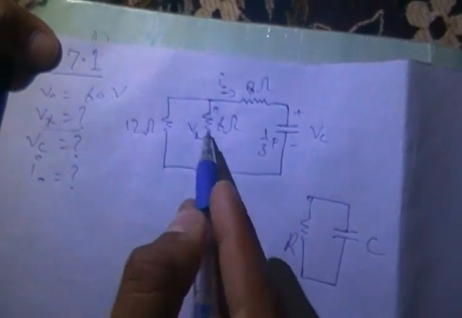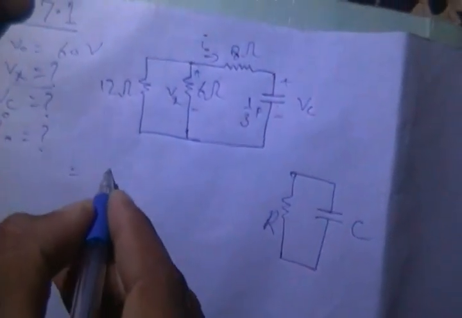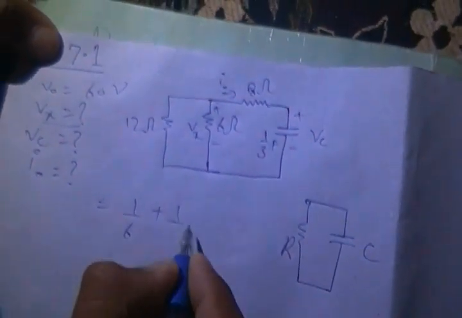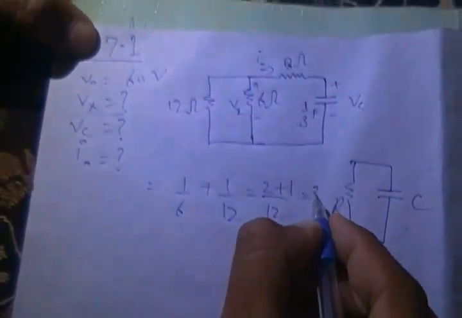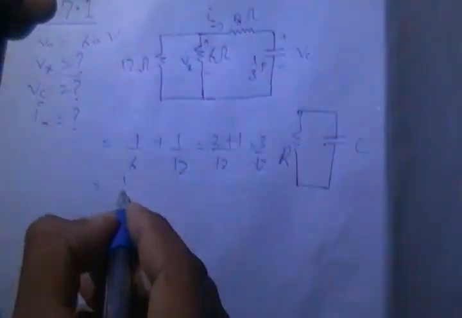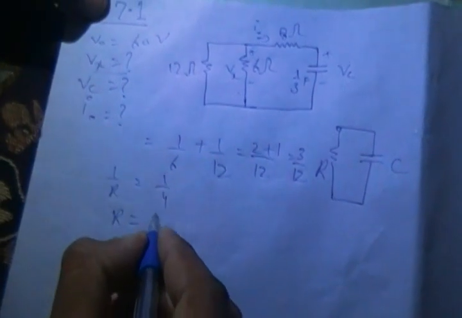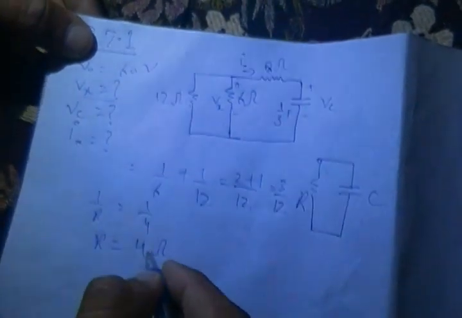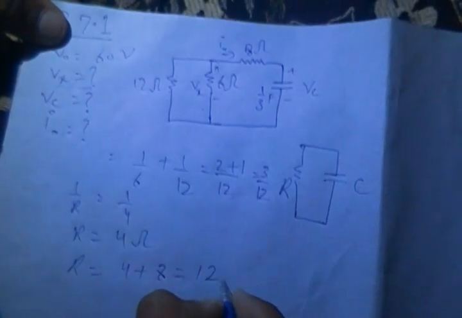So you can see that these two resistors are in parallel, so their equivalent would be 1/6 plus 1/12 equals 2 plus 1 over 12, which is 3/12 equals 1/4, and this is 1/R, so R would be 4 ohm. Now their equivalent is 4 ohm. Now the 4 ohm resistor and 8 ohm resistor are in series, so their equivalent would be R equals 4 plus 8 equals 12 ohm.